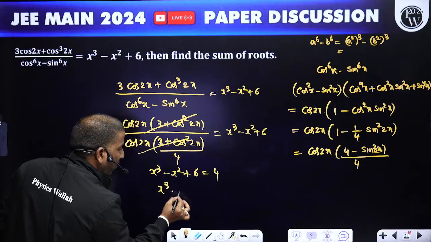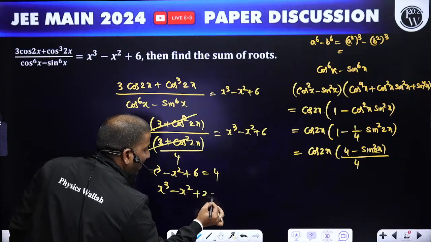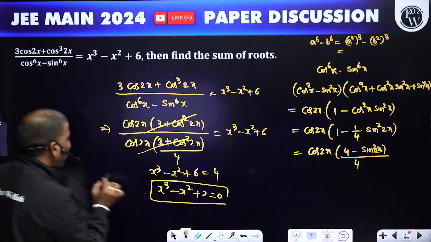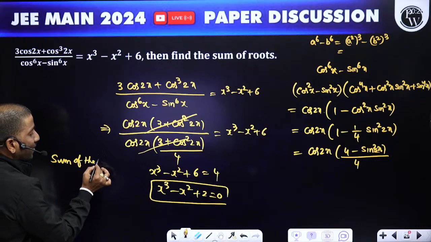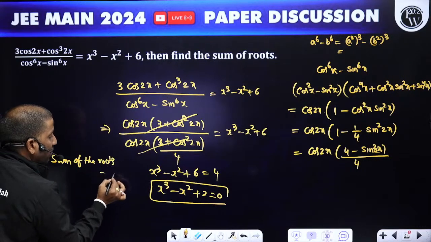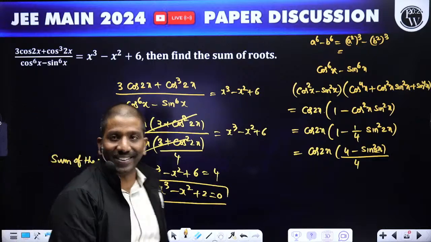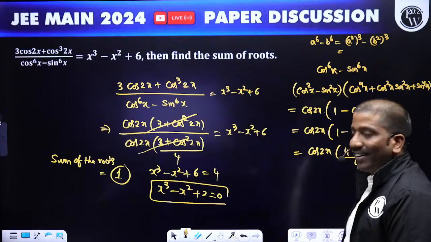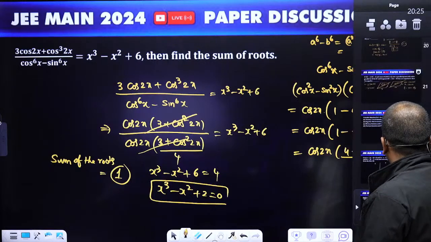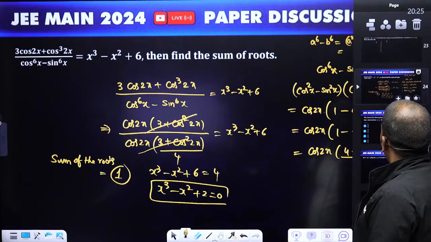So x cube, what we expected is correct, is equal to 2. What is the sum of the roots? Sum of the roots is equal to plus 1. So that's what it is. This is what this particular session was all about.